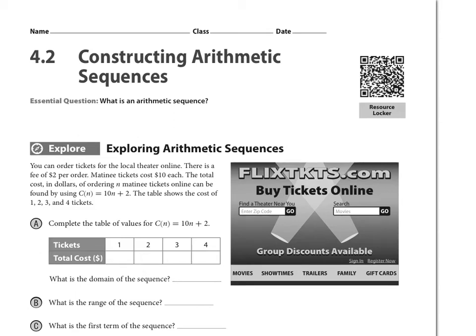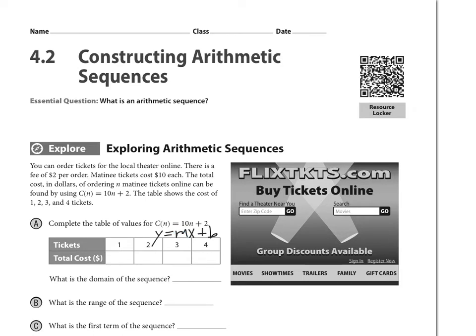Okay, 4.2, constructing arithmetic sequences. As I go through this, one of the things I want to point out is that when we look at this form, just recognize that as y equals mx plus b. So this is our y-intercept, or our zero term. This is our slope again.